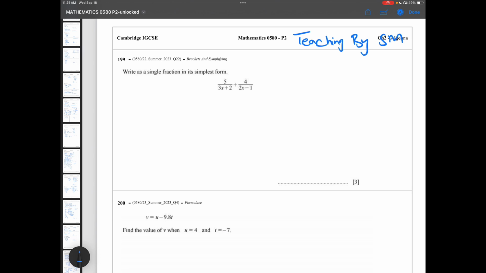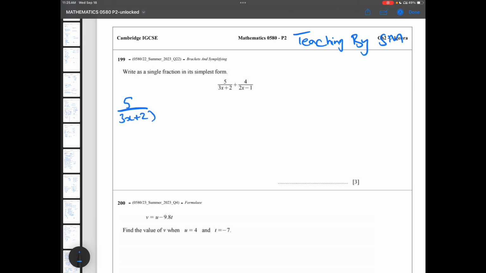So let's begin with question number 199. It says, write as a single fraction in its simplest form. The question is 5 upon 3x plus 2 plus 4 upon 2x minus 1. In order to write it as a single fraction, I will have to take the LCM of both the denominators. I have to make the denominators common.